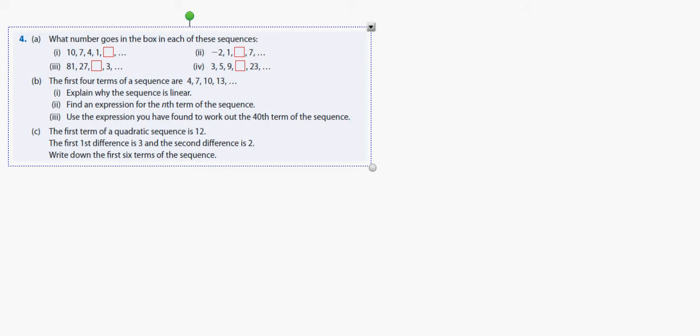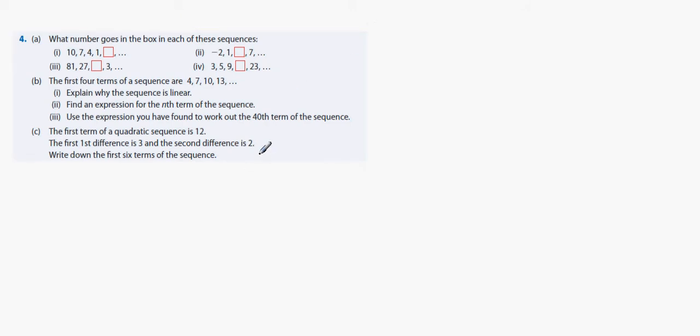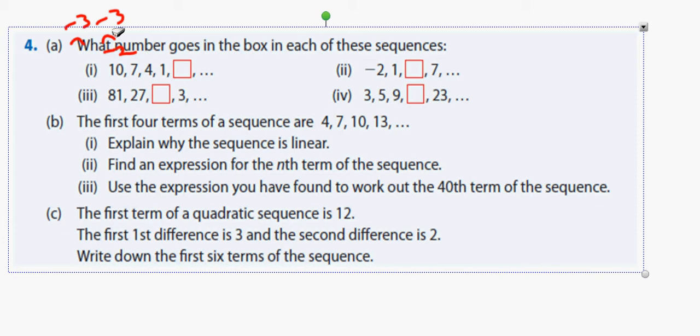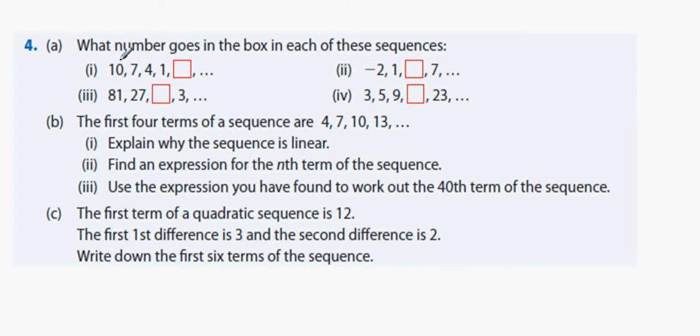What number goes in the box of each of these sequences? This one's going down by 3 each time. So 1 minus 3 is minus 2. Let's make it a bit larger. Okay. So it's going down by 3 each time, and then 1 minus 3 is minus 2. This one here goes up by 3. 1 plus 3 is 4. This one here has been divided by 3. Divide 27 by 3, we get 9. Divide 9 by 3, we get 3.